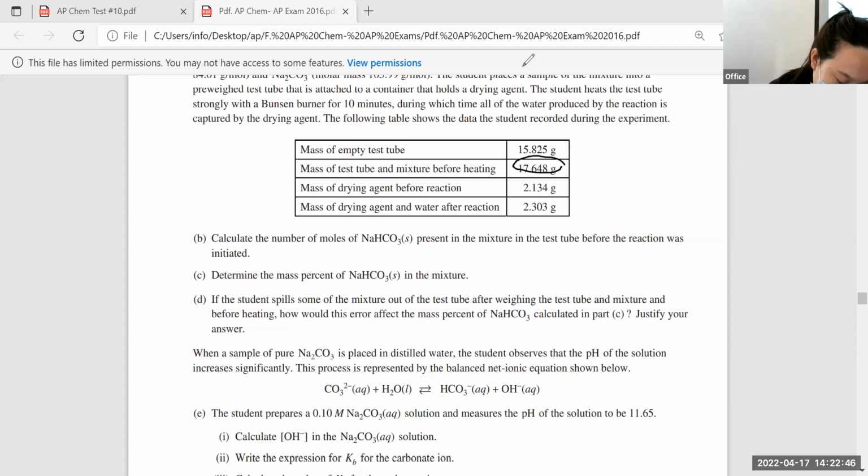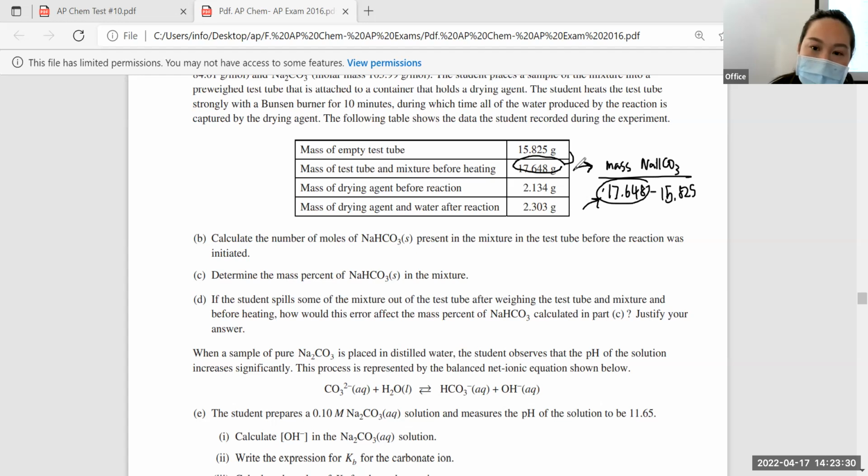How would that affect your mass percent? Remember, mass percent was our mass of NaHCO3 divided by your total mixture, 17.648, right? So that means the actual value is going to be lower than this. If this is less, how does that affect my mass of NaHCO3?